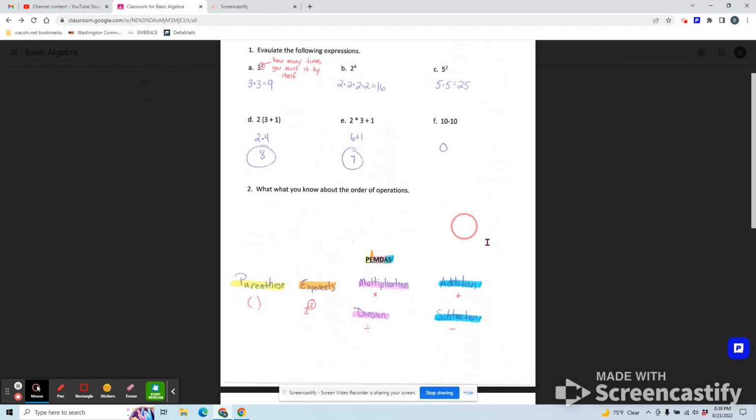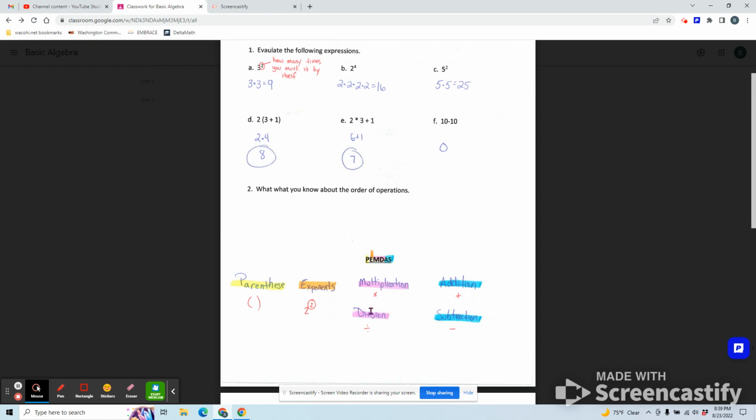Down here, this is what we're getting to today. PEMDAS. So I tried to highlight what goes with what. So we have parentheses, exponents, multiplication, division, and addition, subtraction. So we're going to be given an expression similar to something like this, and we're going to evaluate using the order of operations. So we're going to follow what this says.